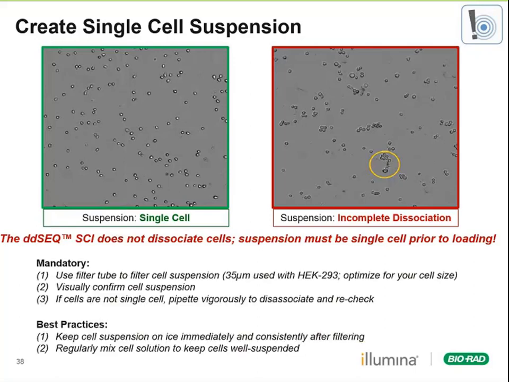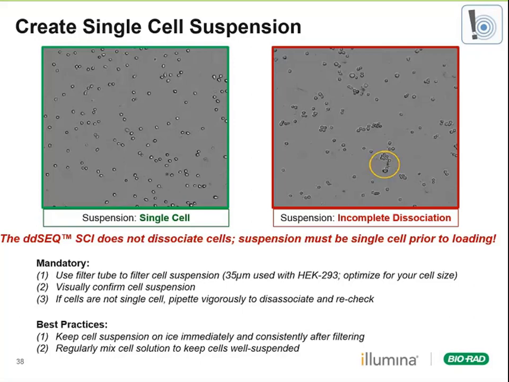How can we ensure a single cell suspension? We're always going to use a filter tube to filter the cell suspension. This is going to be sized to remove those higher cell clusters. For the HEC-293 cells, we used a 35 micron filter. However, you're going to optimize this for your cell size to let single cells pass through while excluding multiple cells.